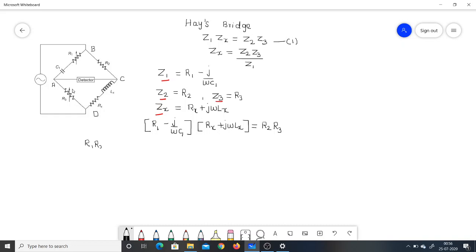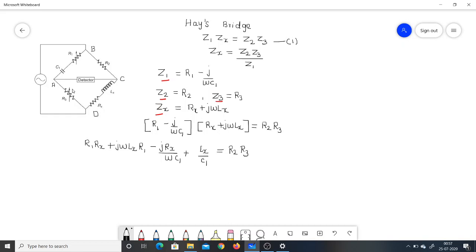So I'm going to get R1 Rx plus j omega Lx R1 minus j Rx divided by omega C1. Now here minus minus j is going to become plus. So it's going to be plus Lx divided by C1. This will be equal to your R2 into R3.